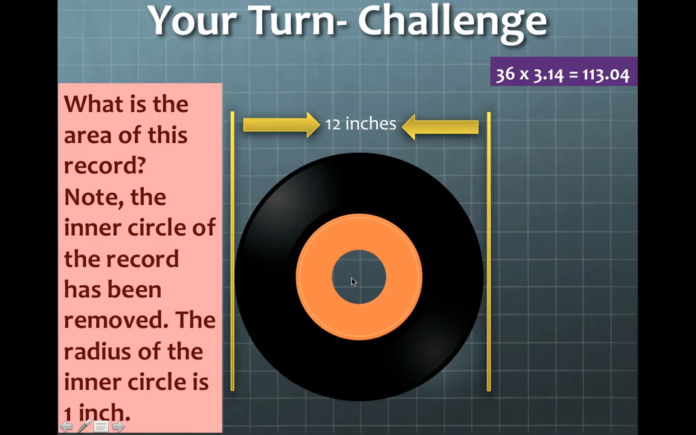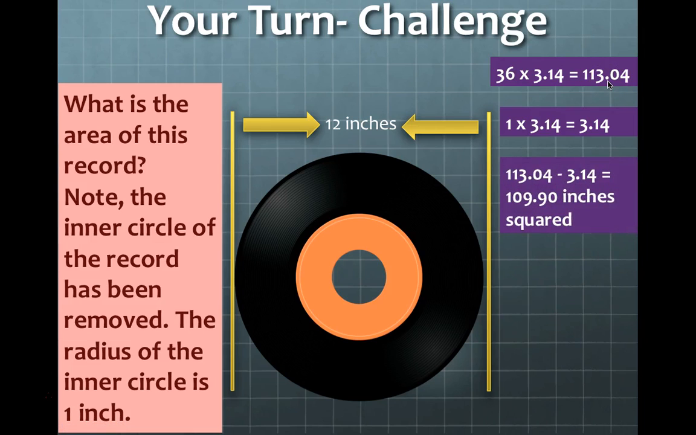So we need to account for that by finding the area of that inner circle. And if the inner circle had a radius of 1, and if you squared 1, 1 times 1 is 1, so that makes it easy. And then 1 times pi is 3.14. We would now need to subtract that inner circle from the original of 113.04. And the difference, 113.04 minus 3.14, is 109.9 inches squared. So hopefully you got that one right.